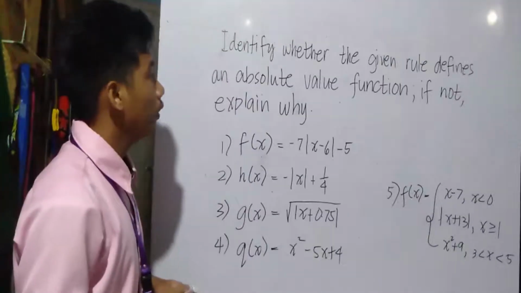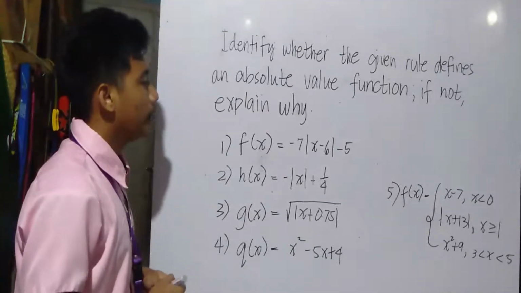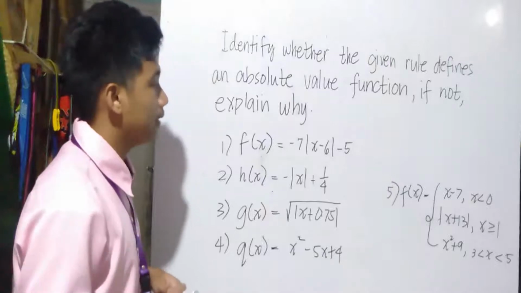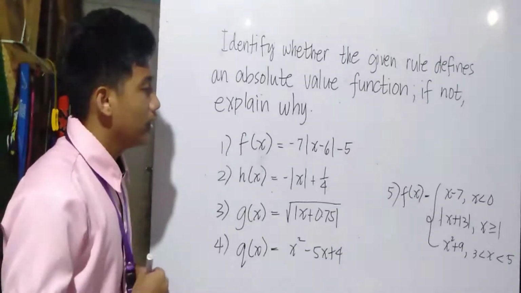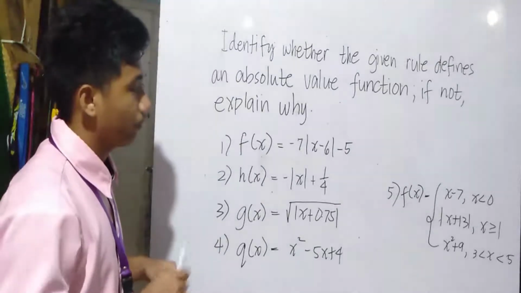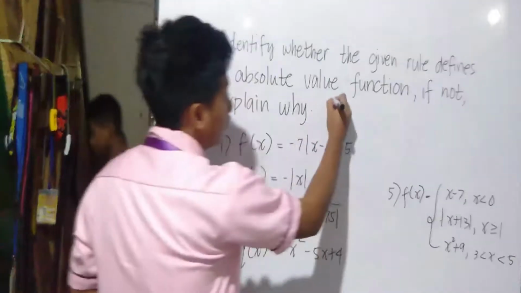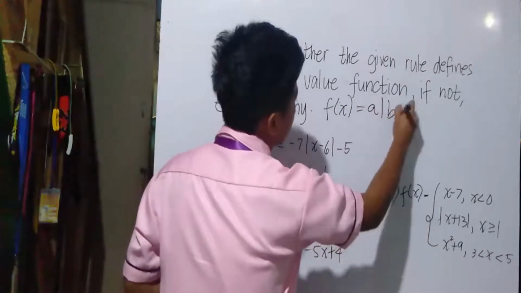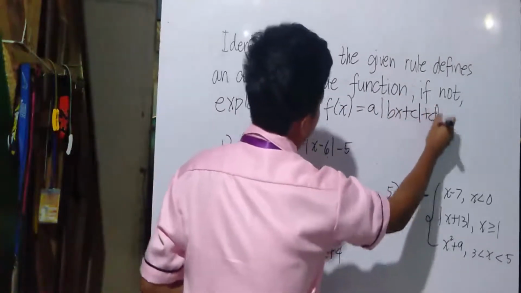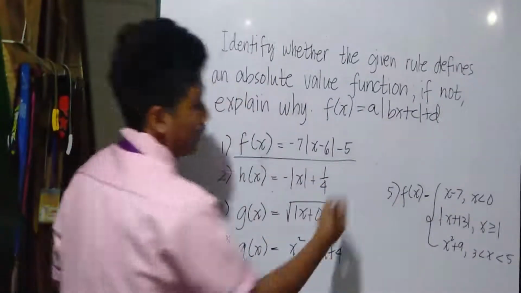Identify whether the given rule defines an absolute value function. If not, explain why. So for example number 1, we have f of x is equal to negative 7 times the absolute value of x minus 6, minus 5. Observe the form of the equation. As we can see, it takes the general form of an absolute value function, f of x is equal to a times the absolute value of bx plus c, plus d. Therefore, this example is an absolute value function.